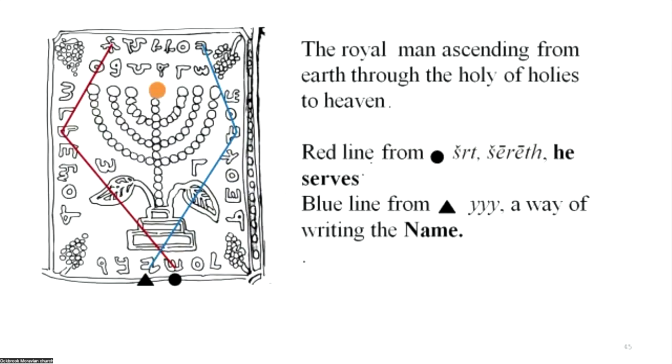So the royal man ascends from earth through the Holy of Holies to heaven. And the red line tells you that he is the servant. He serves, it's a verbal form. And the blue line going up is another way of writing the name, just the 3 yods. And that tells you that Yahweh is present in the servant.